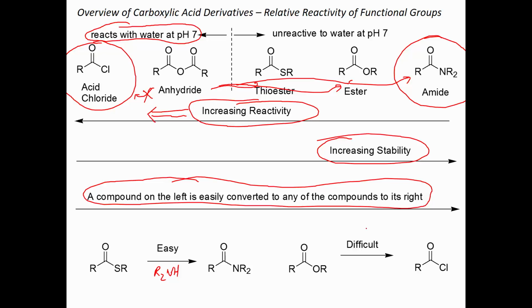But as far as reactions that turn esters into acid chlorides, it can be done, but it's a multi-step process. You have to turn it into the carboxylic acid before you can turn it into the acid chloride.